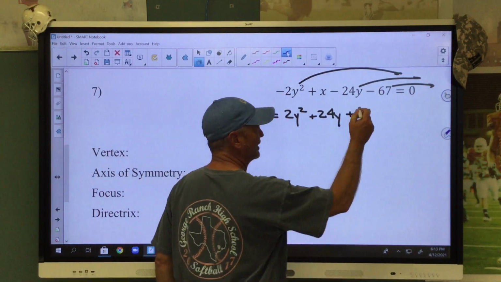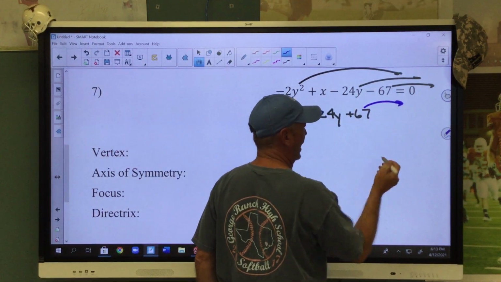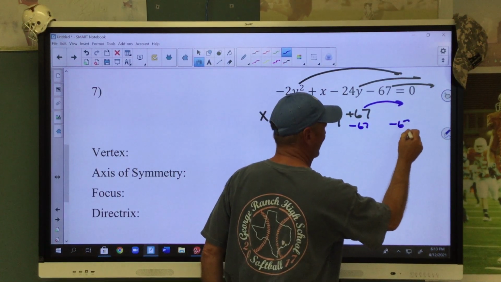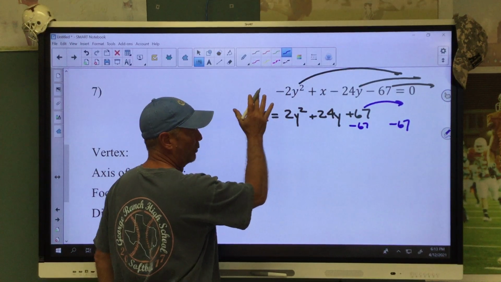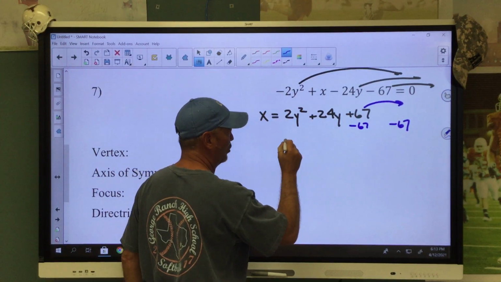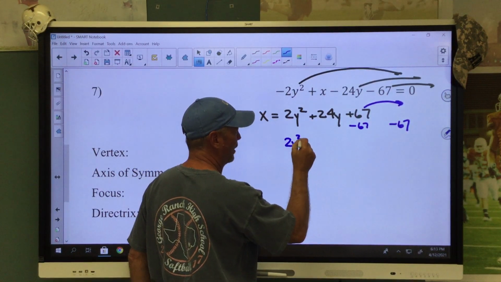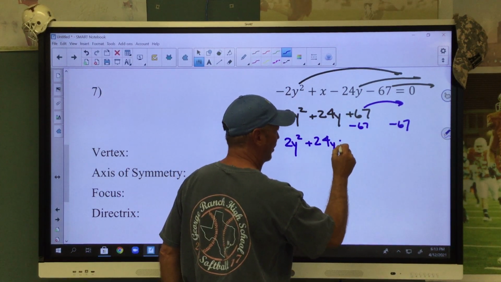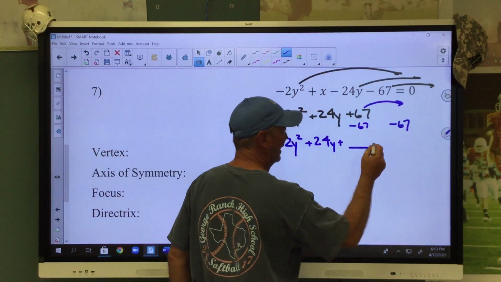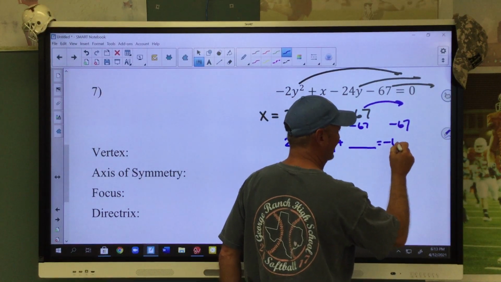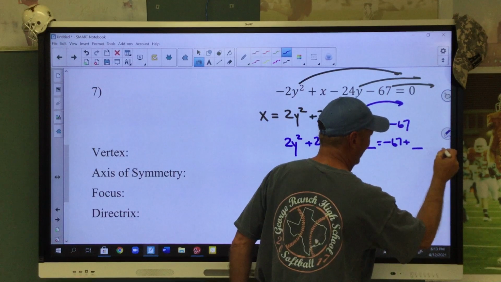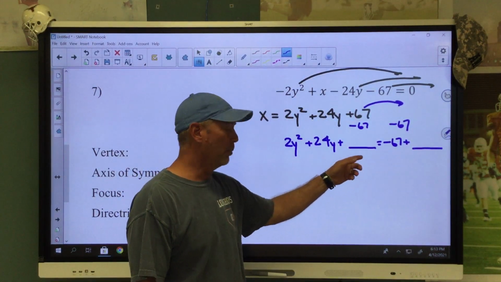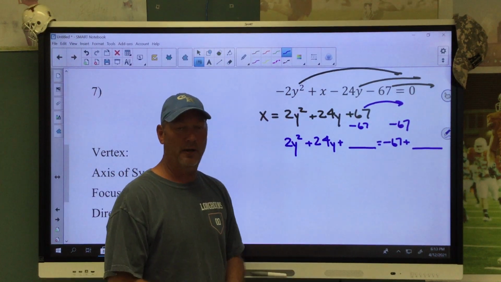So we're going to move the 67 to the other side by subtracting. We're going to go minus 67, minus 67. We're going to ignore the x right now. So we're going to have 2y squared plus 24y plus blank equals negative 67 plus blank. So now we have created a blank so we can complete the square.